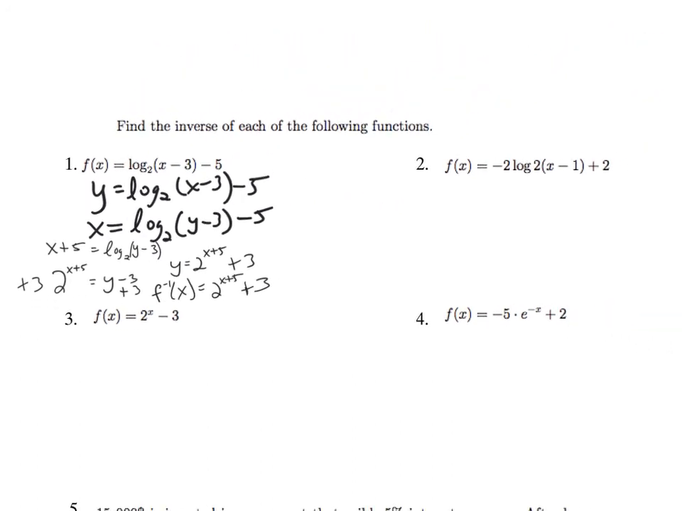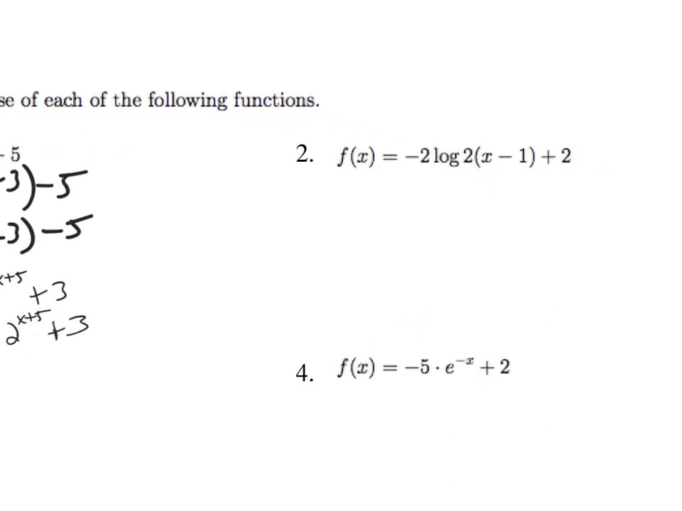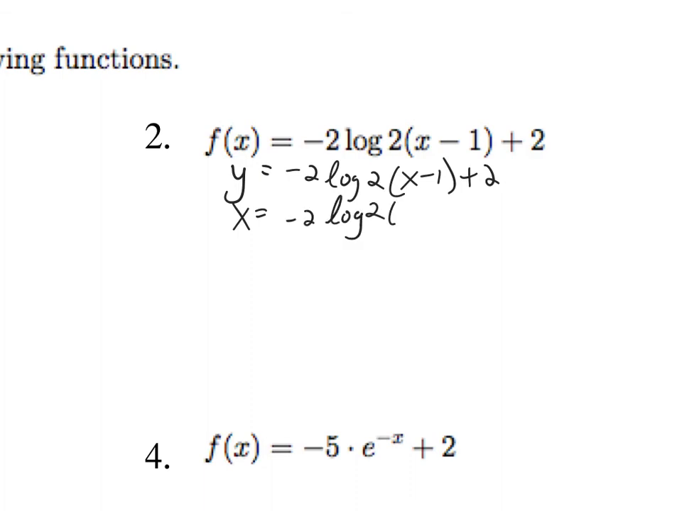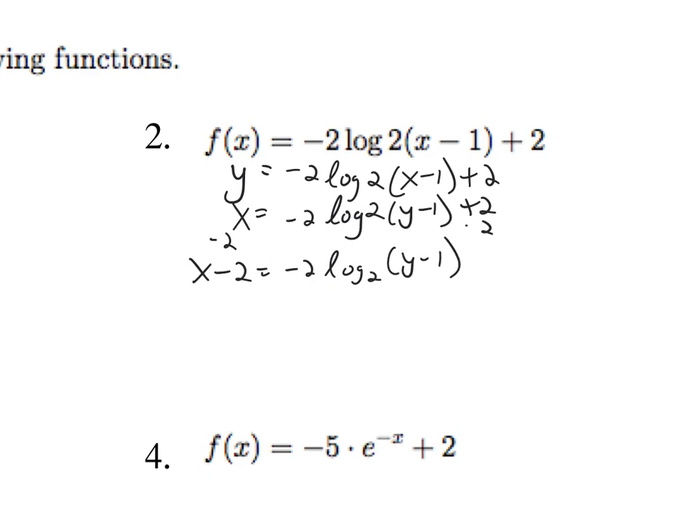Let's look at the next one. I'm going to write it with y. Y equals negative 2 log 2 x minus 1 plus 2, and then we're switching them. X equals negative 2 log of 2 y minus 1 plus 2. Subtract 2 from both sides. X minus 2 equals all of this fun going on here. I would also divide both sides by negative 2.